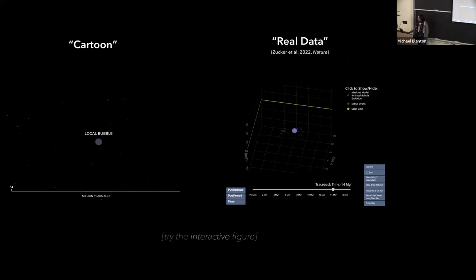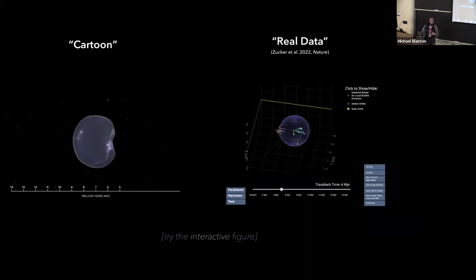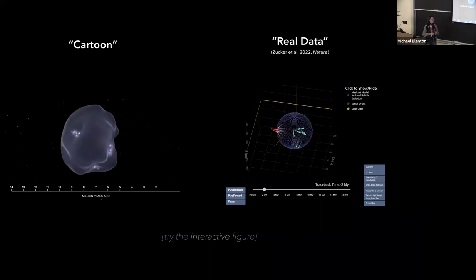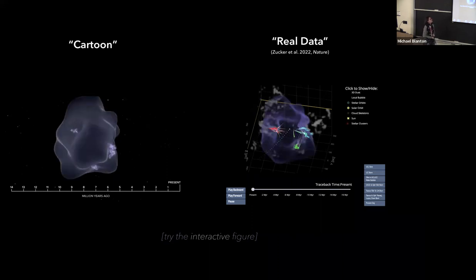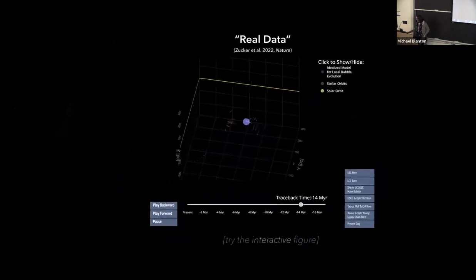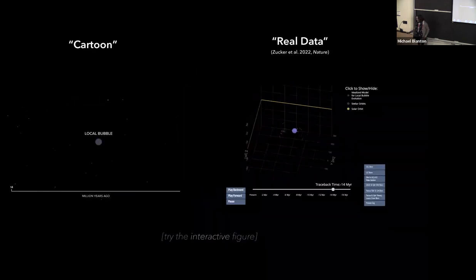That was the cartoon, but we actually have the real data. Unfortunately we can't trace both the gas and the stars, because the gas is very nebulous, and it's really hard to trace this entire cloudy region back in time. But we can trace the motion of its young stars back. That's what you're seeing on the right hand side. The left hand side is the cartoon, and the right hand side is the real data. It'll play one more time. That's the cartoon and then the real data.